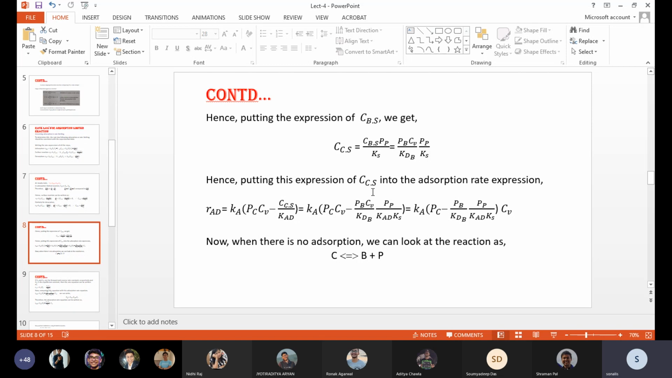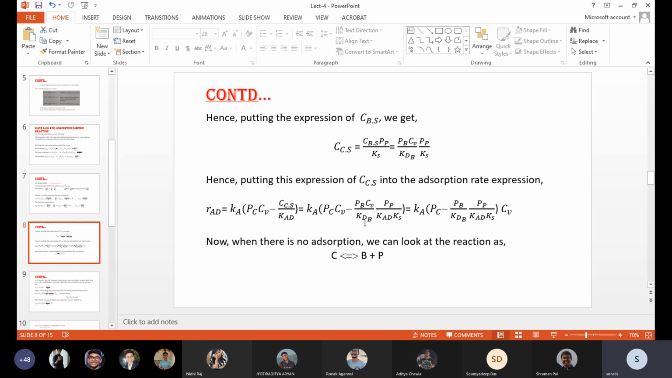Hence, putting this expression of CCS into the adsorption rate expression. What is the adsorption rate expression? It is Rad is equal to Ka, PCCV minus CCS by Kad. Here CCS is there. So in place of CCS, we are putting the expression of CCS. So Ka into PCCV minus PBCV by Kd, this quantity we are writing, into PP by Ks and Kad here.